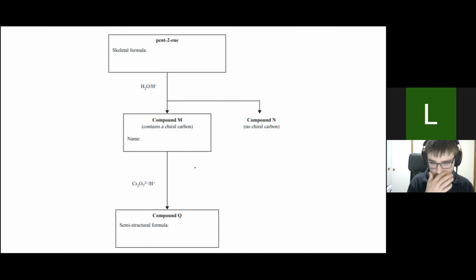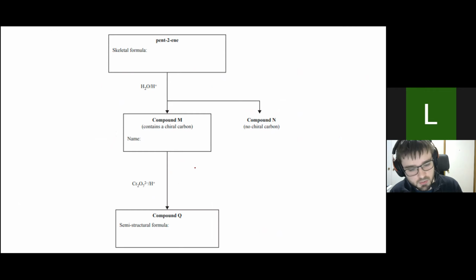All right, let's keep going. As I said, most of these questions look pretty similar. It's a bunch of boxes with a bunch of arrows going between them. This one's got the questions written directly into it, so it's not reliant on stuff being written underneath it. But let's go from the top. So you've got pent-2-ene. We want a skeletal formula. So it's 1, 2, 3, 4, 5, and the double bond's going to be between the second and the third carbon. So there you go. There's a mark right there.